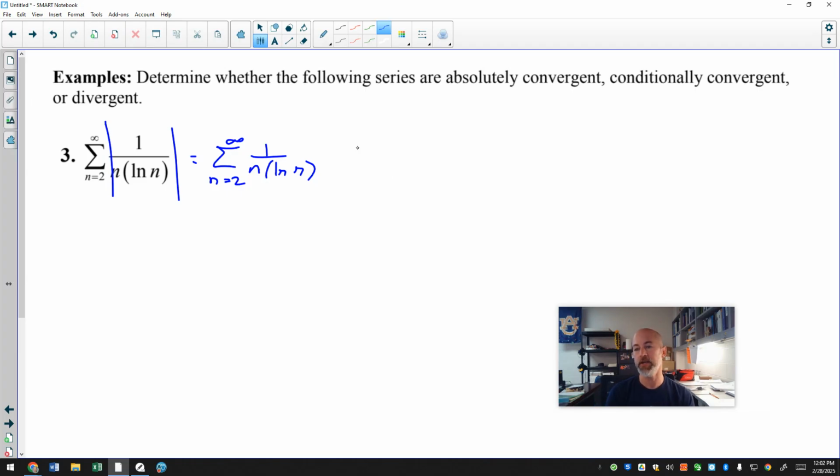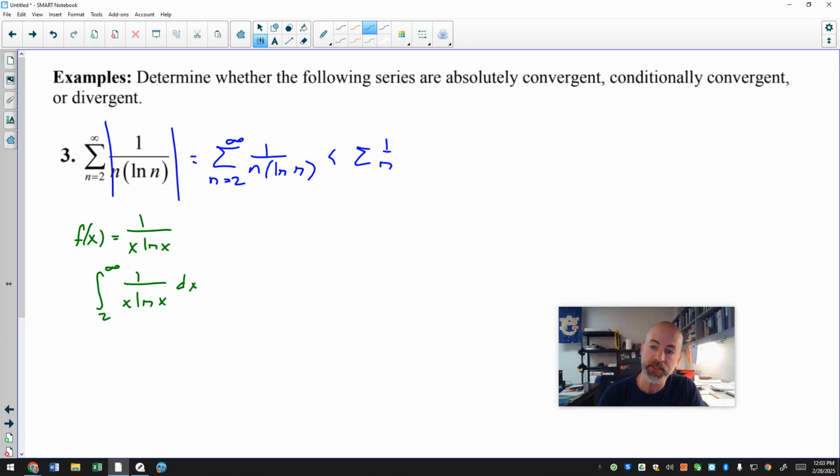You may want to consider a direct comparison first to the harmonic series. Unfortunately, we are less than a known divergent, which is inconclusive. And this one actually relies on the integral test to prove whether this converges or diverges. For the integral test, you want to consider the function f of x that is the same formula as the sequence. So 1 over x times the natural log of x. And we want to see if the improper integral from 2 to infinity of 1 over x ln x converges or diverges, and the series will have the same behavior as the improper integral.